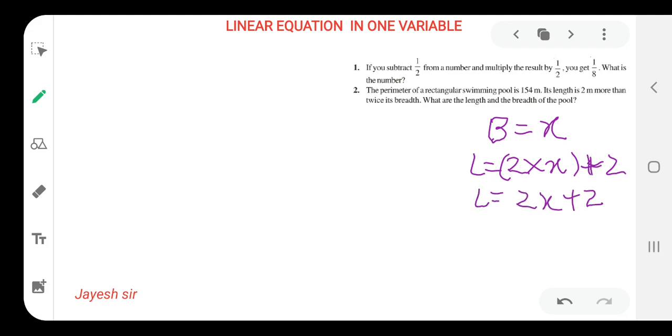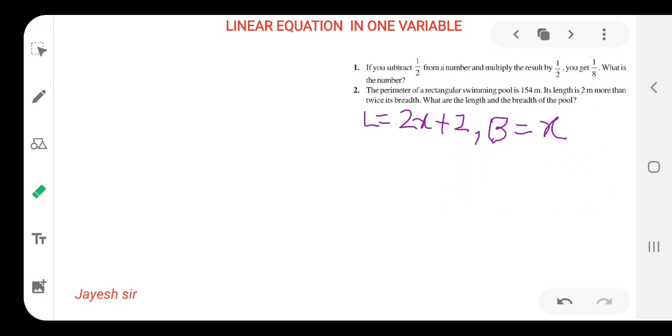I hope you all might be getting it, friends. So what is our length? I am writing over here L is equal to 2x plus 2. How it came, I hope you all have understood. I have solved it here for you also. So now we have got the length and breadth. Now what is there in the equation?